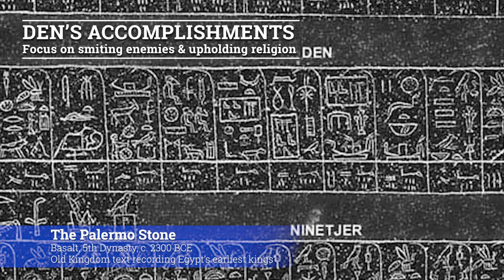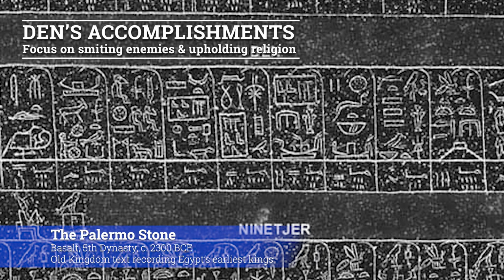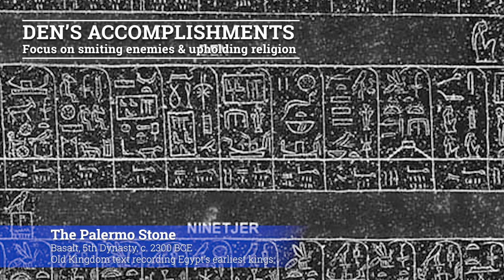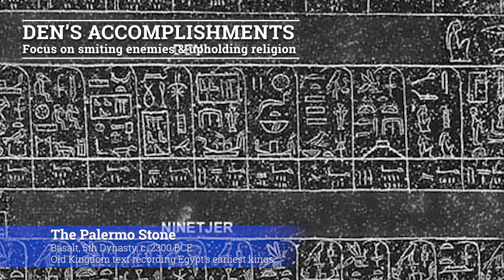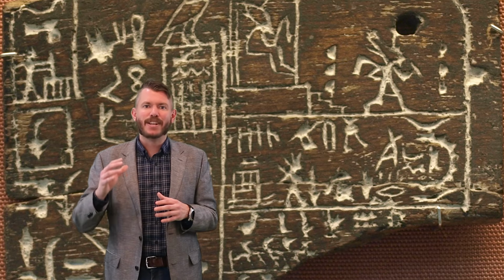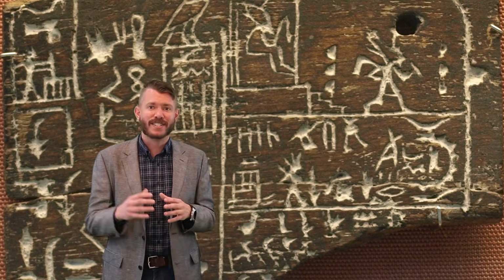Second, we can see that religion plays a major role. Den builds a divine fortress. He creates statues of the gods and goddesses, and he marks his visit to important temples. Now, finally, Den makes it a point to display his power through public festivals and hunts.